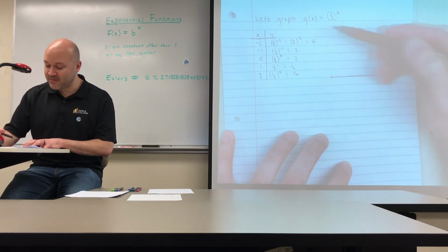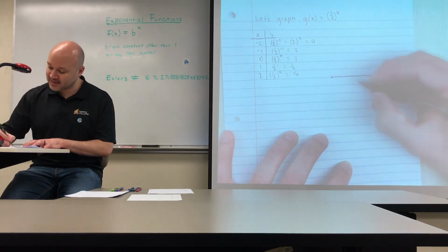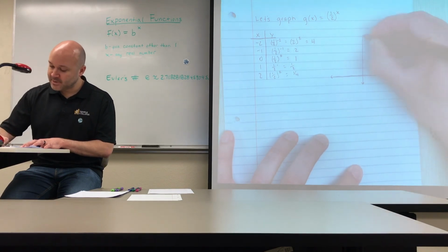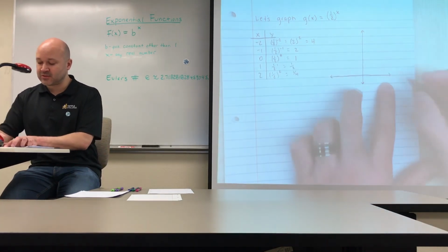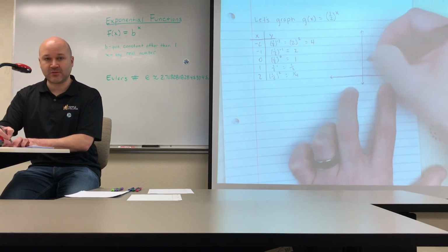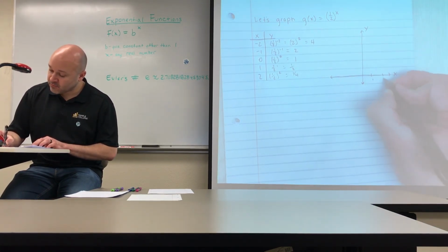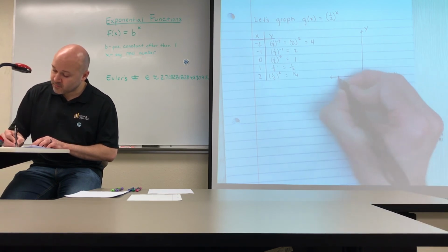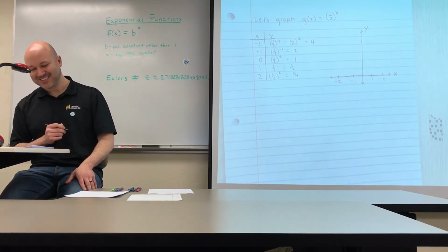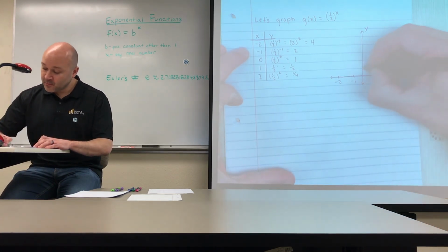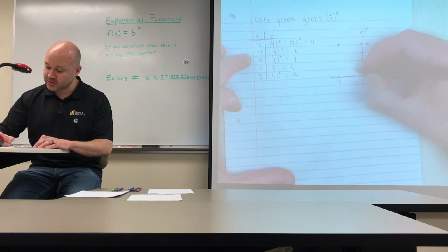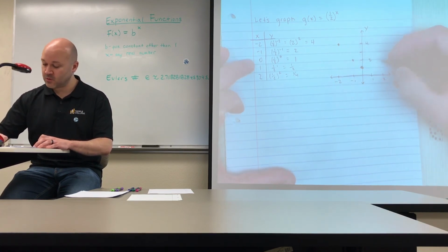Again, I have no negative y values, so I can put my x-axis kind of low. But I do have negative numbers and positive numbers on the x-axis, so I want to show left and right of the y-axis. Plugging in these numbers, negative 2 will map to 4. Negative 1 jumps up to 2. 0, 1 is my y-intercept. 1, a half, and 2, a quarter.